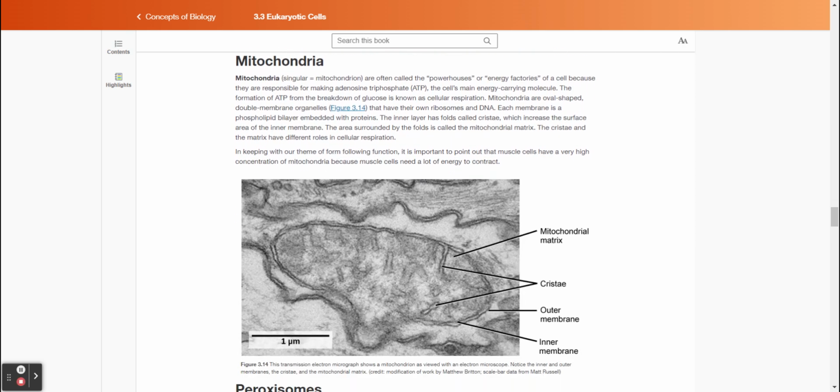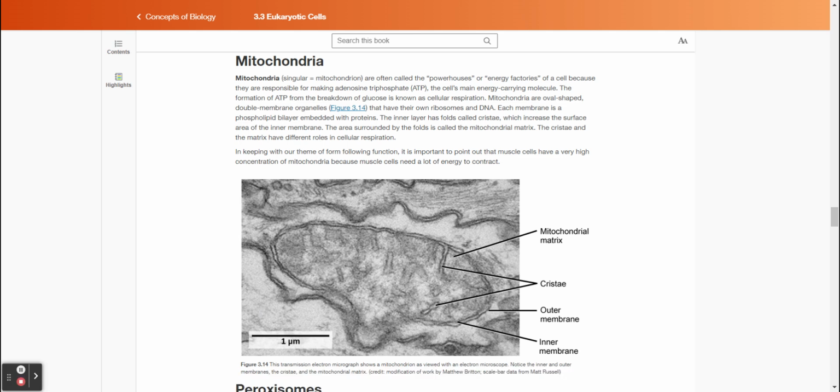Mitochondria, singular mitochondrion, are often called the powerhouses or energy factories of a cell because they are responsible for making adenosine triphosphate, ATP, the cell's main energy carrying molecule. The formation of ATP from the breakdown of glucose is known as cellular respiration.